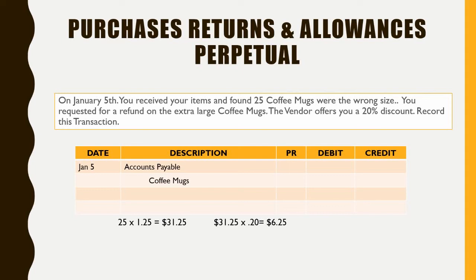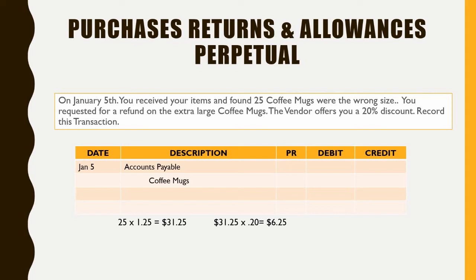So again, 25 cups. You can only get a discount off of the items that are wrong. So in this case, you get 25 times that $1.25, so you get $31.25. And a 20% discount off of that is going to give you $6.25.